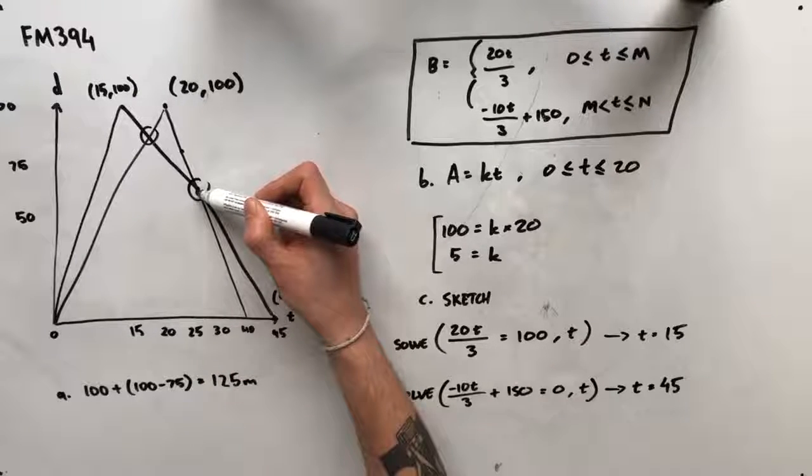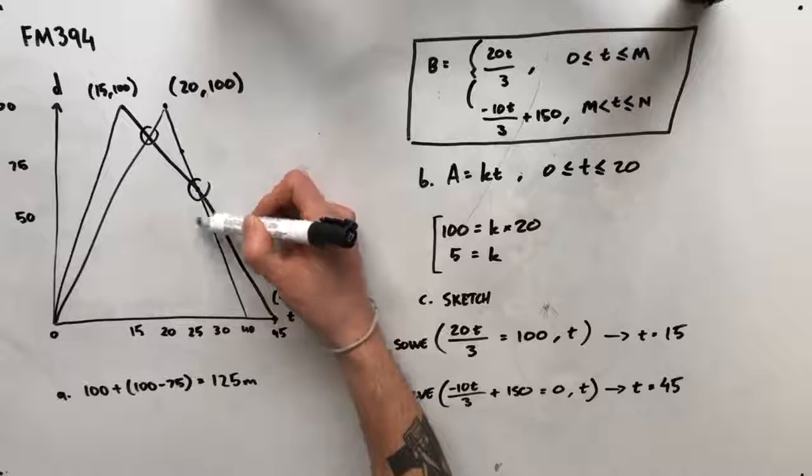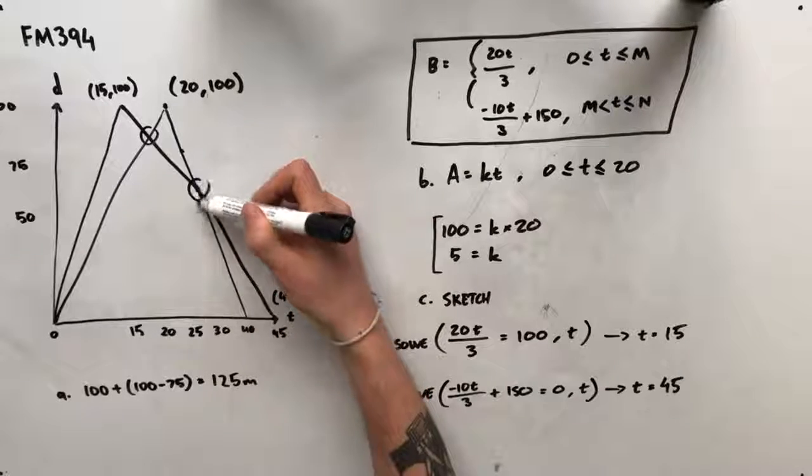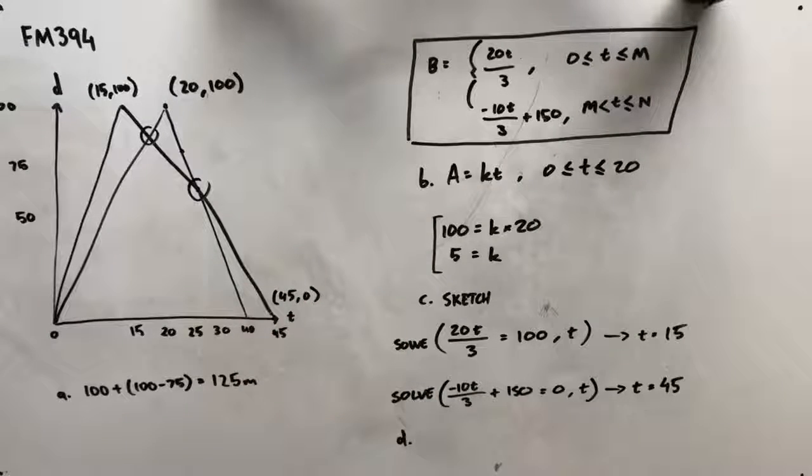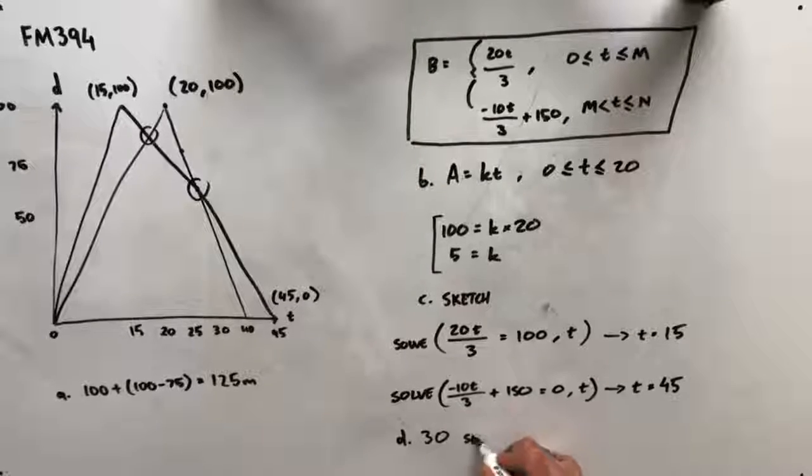And if we find where that point is in terms of how long the race has been going for, we see that it lines up with this 30-second mark here. So after how many seconds? 30 seconds.